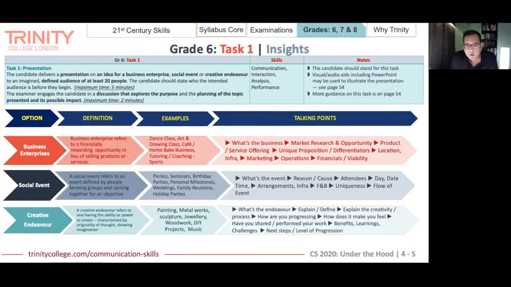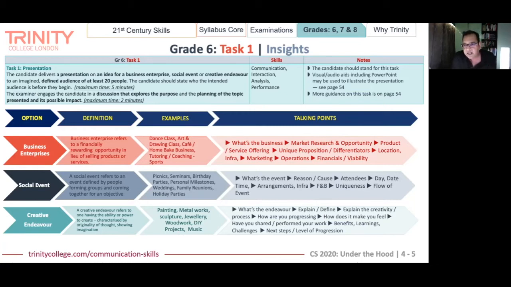So if you look very closely over here, it says a candidate will deliver a presentation on an idea for a business enterprise or a social event or a creative endeavor to an imagined, defined audience of at least 20 people. So let's just take this in bits. What would constitute a business enterprise?